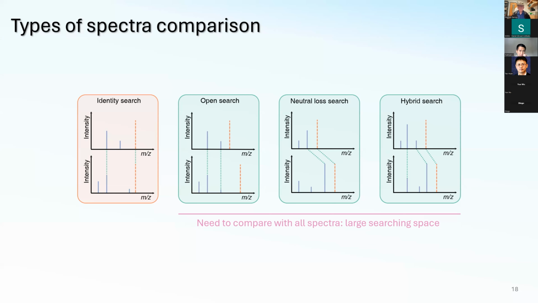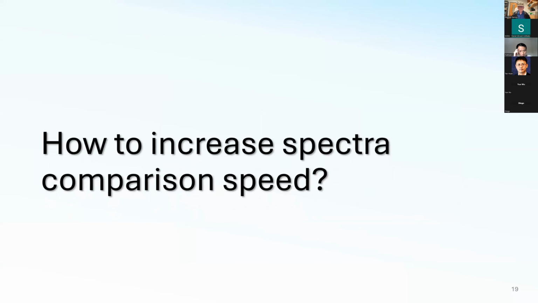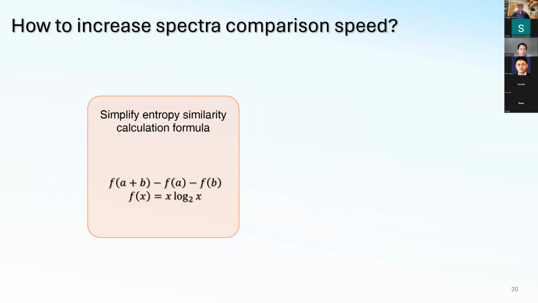Therefore, if you use the current methods, you will find the problem: searching the whole library takes too much time. Therefore, we need a better method. So here comes the third question: how to increase the spectrum comparison speed. And we use two ways to increase the speed.